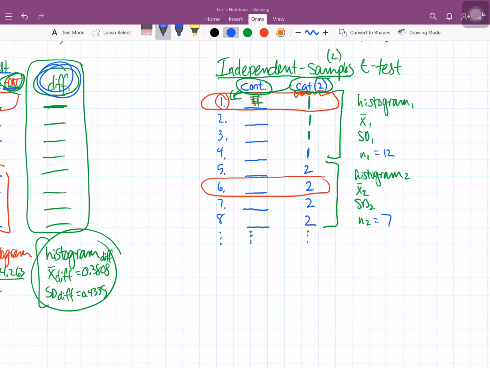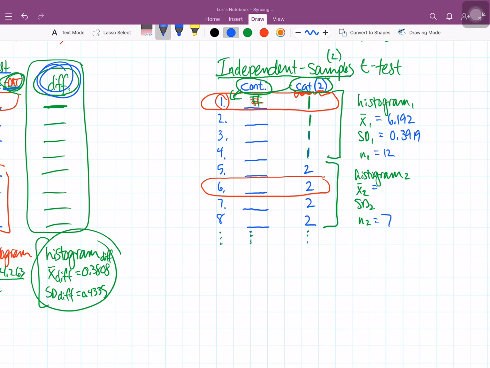And the X bar for group 1 was 6.192. We'll take a look at this for our example down below. And the standard deviation for group 1 was 0.3919.